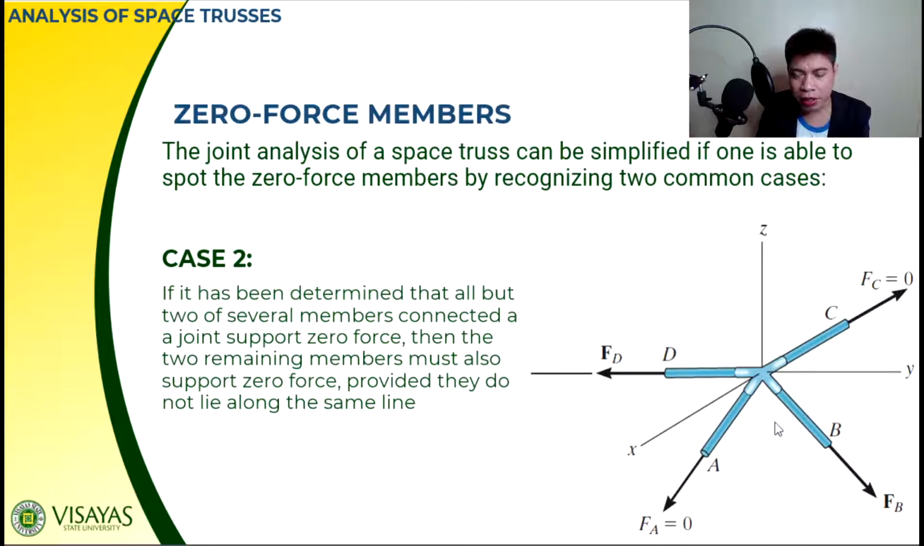Okay, so example, eto. Okay? So for example, sa case na to guys, si F sub C is na-determine na siya as 0. Apat lang naman dito, no? Apat lang. Okay. So kung si F sub C ay 0 na, tapos si F sub A ay 0 na din, dalawa na lang yung natitira, si F sub D at saka si F sub B. So, ang sabi sa case 2, kung dalawa na lang yung natitira, tapos yung iba ay puro zero force members, as long as itong dalawa na to ay hindi sila collinear, hindi nag-act sa isang line, then automatically, itong dalawa na to ay parehong zero force members. So, ibig sabihin, si force B at saka si force D in this case will become zero force members.